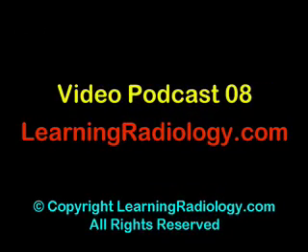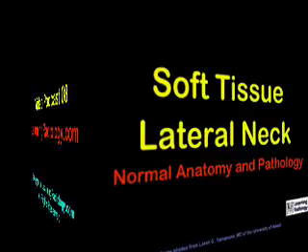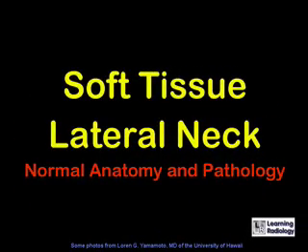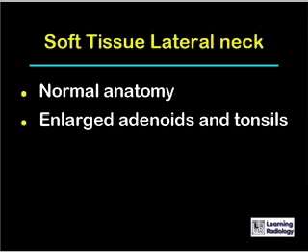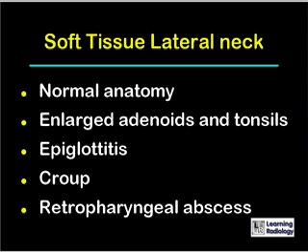This is video podcast 8 from learningradiology.com, soft tissue lateral neck, normal anatomy and pathology. Hello, I'm William Herring from Albert Einstein Medical Center in Philadelphia. Today we're going to be discussing the soft tissue lateral neck. We're going to look at the normal anatomy, enlarged adenoids and tonsils, epiglottitis, croup, and retropharyngeal abscess.